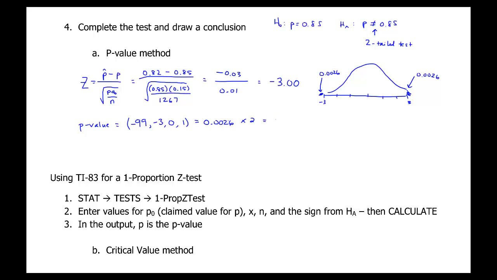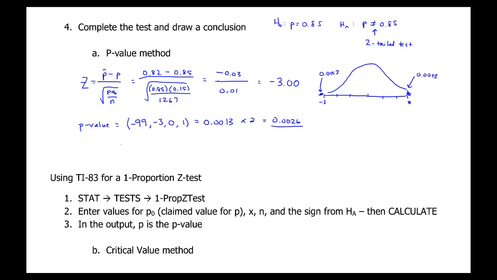Oh, sorry. I got ahead of myself here. This will actually be 0.0013. These are each 0.0013. The total p-value, 0.0013 times 2, 0.0026. Okay, sorry about that. So that's our p-value.